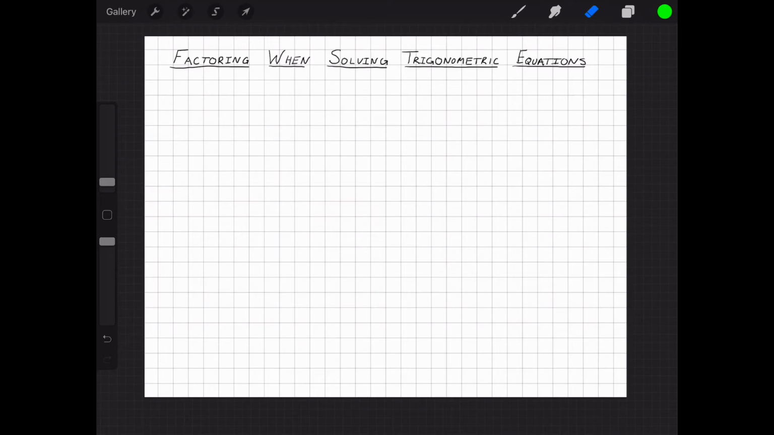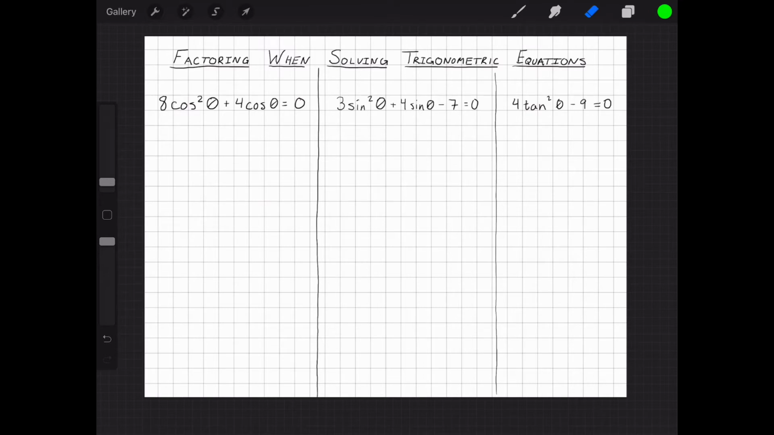In today's video, we'll work on some factoring skills to help us with our equations. Here I have 3 examples. In the first example, we'll talk about greatest common factor.